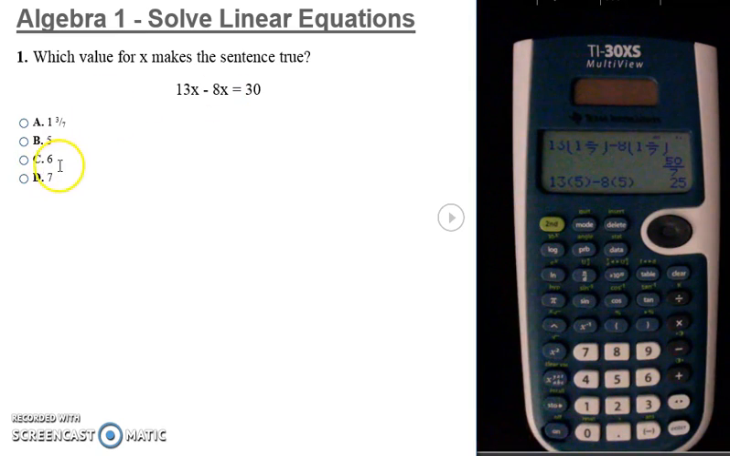So I'm going to try C, which is 6. I'm going to put 13 parentheses 6 parentheses minus 8 parentheses 6 parentheses. I press enter, and that is 30. So that checks out. That 6 will make both sides equal 30, so C is going to be my final answer.